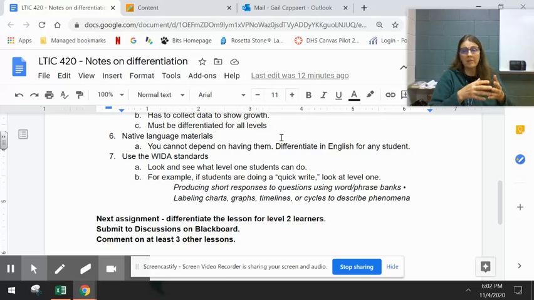Now, we can get a lot of Spanish material, but even with Spanish speakers, sometimes we can't get good language materials. And you can't always be translating everything. It takes a long time, unless you're a dual language teacher, and then that's part of your curriculum. But if you're a content teacher, you need to presume that you are differentiating your lesson without being able to get your hands on any materials. So differentiate in English for any student who comes your way.